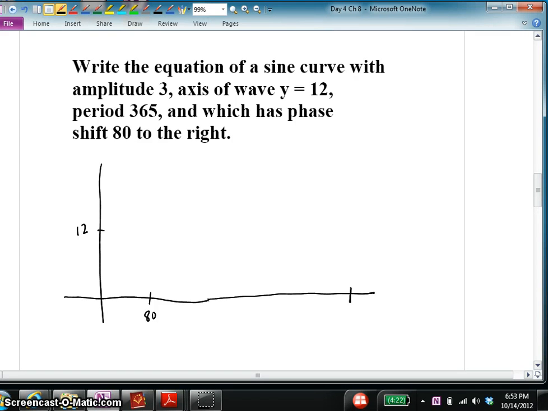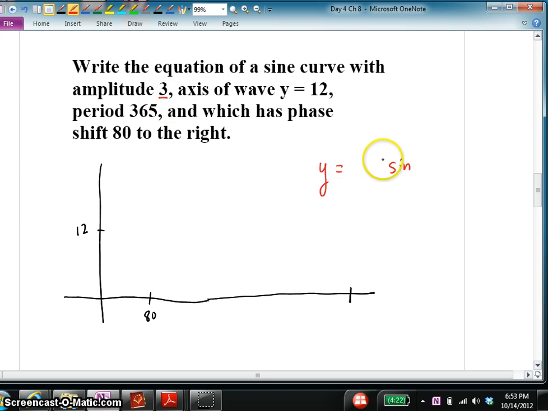Alright, I'm going to go over the second problem that I gave you guys. It says write the equation of a sine curve with all this other stuff. And so it's pretty straightforward. It's y equals, and then it's the sine of something. Okay, so let's just go through.